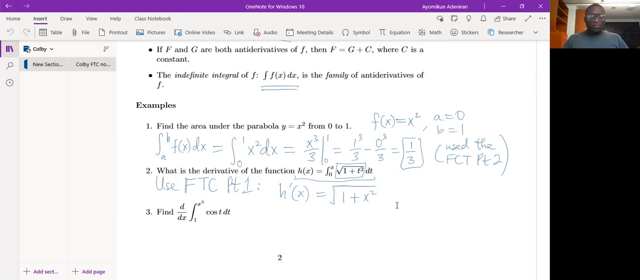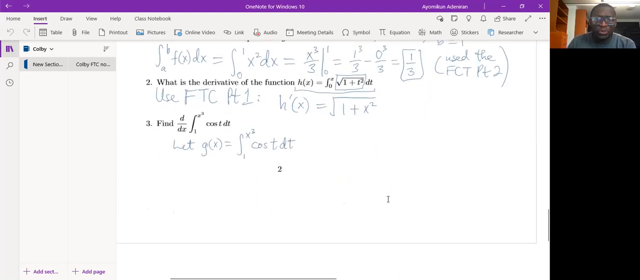All right. We have one more problem we want to look at and we'll be done. We want to find the derivative of this integral. However, we need to be a little bit careful here because you can see that this is not x, but x cubed. So that means some sort of chain rule thing comes in here. So let's start by saying, let g of x be equal to the integral from 1 to x cubed of cosine t dt. So we want to find g prime of x.